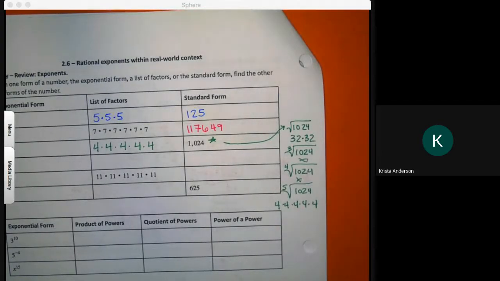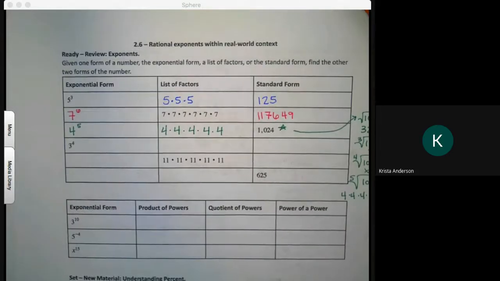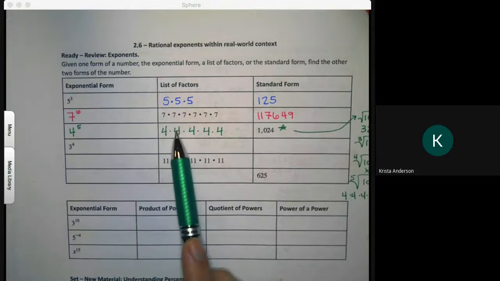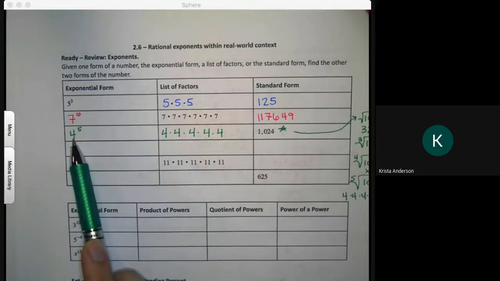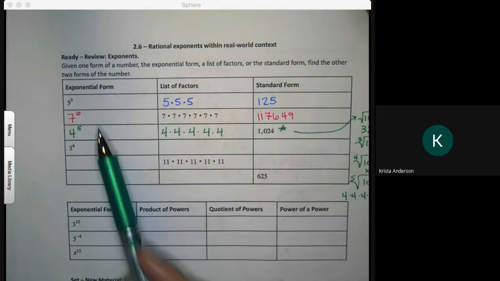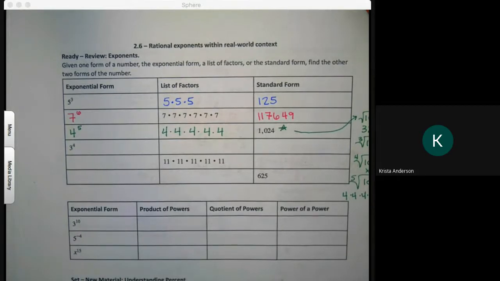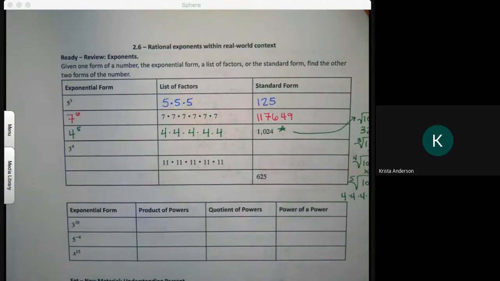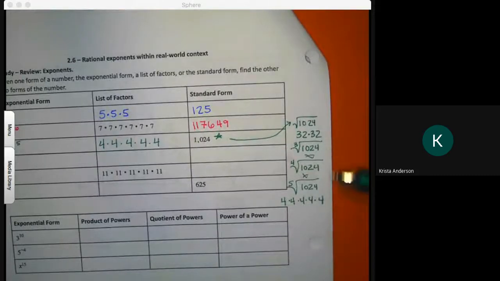Would it matter if you did the 4 or 32? No. If I did 32 right here, I would put 32 times 32, and then this would be 32 squared. The computer will adjust and will check, and as long as it equals this, you're good. So you can pick. I just wanted to show you that you could choose. Good questions.